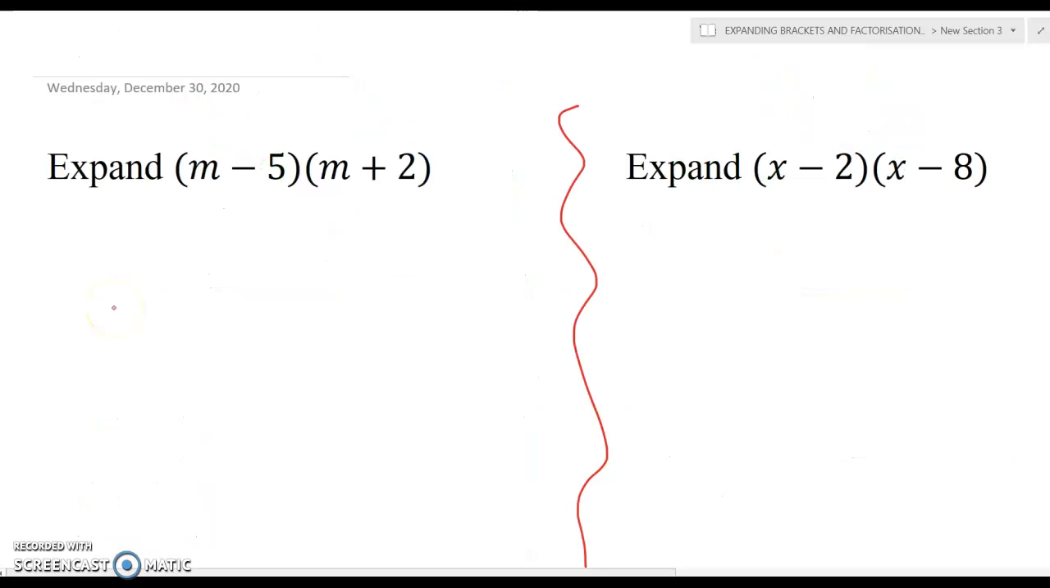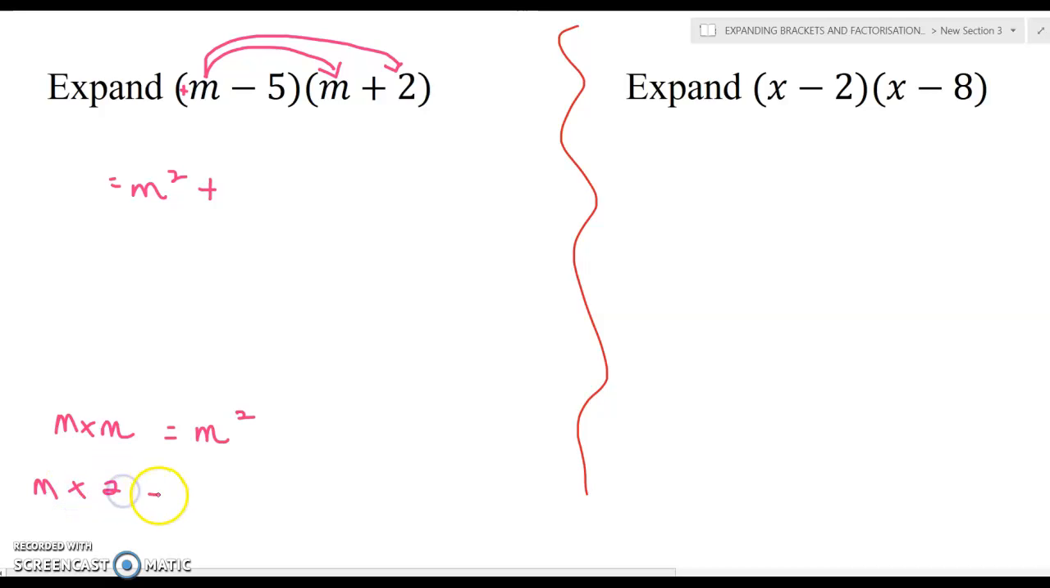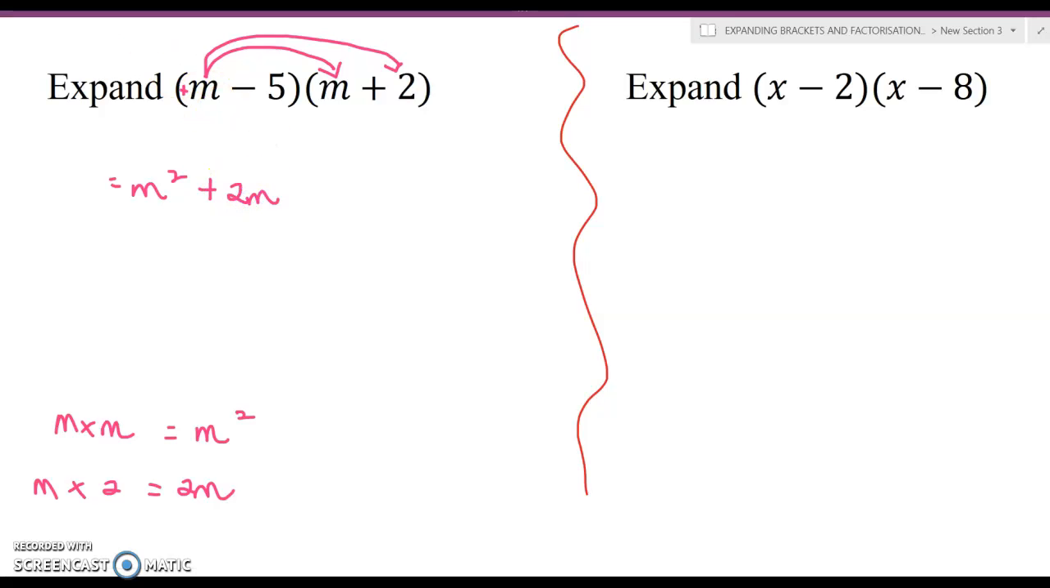Okay, so some more examples that we have here. Alright, so let's go. Again, same procedure: first term by the first term in the second bracket, so m by m. So m times m, you should know this by now, is m squared, right? And now m by positive 2. Again, this is positive m and this is positive 2, so you automatically know your answer is going to be positive, right? So m by 2 is 2m. So plus 2m.